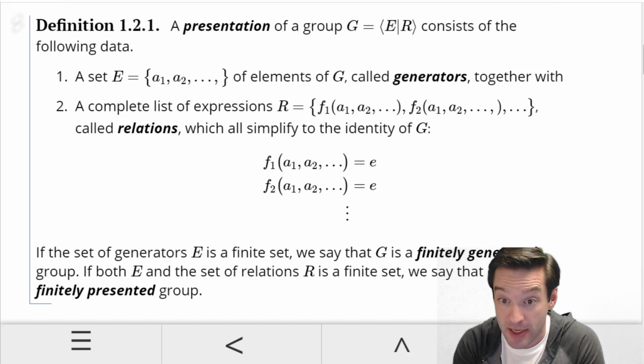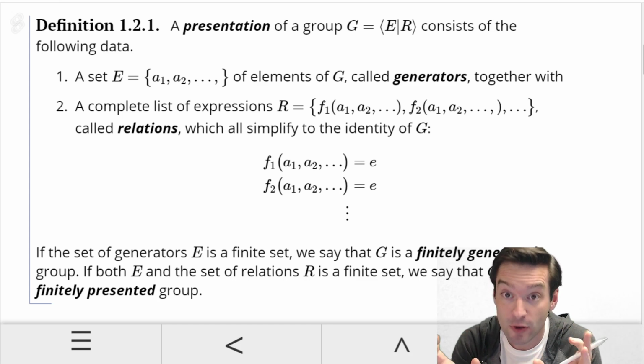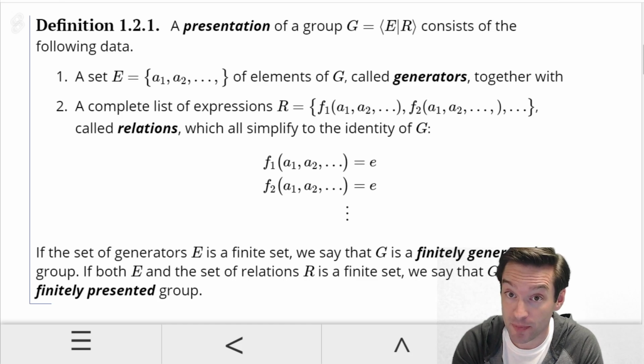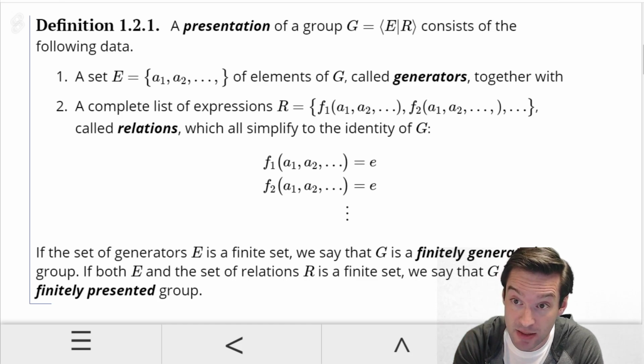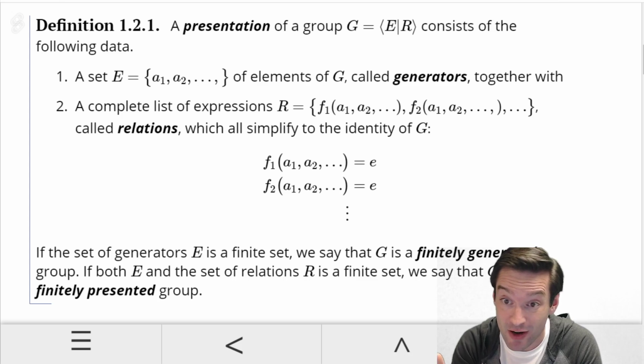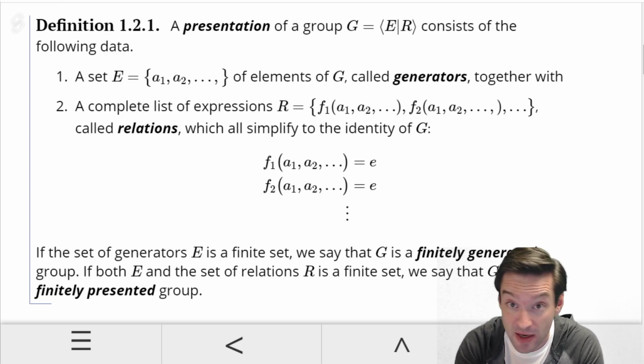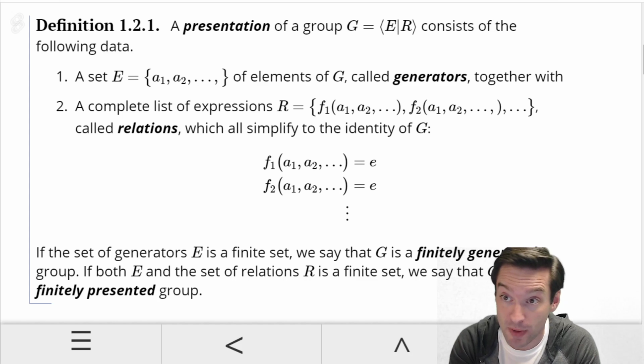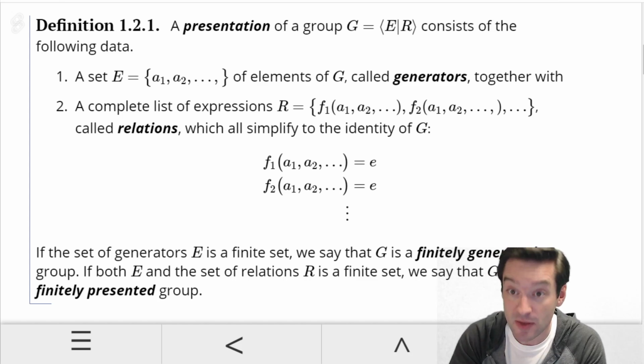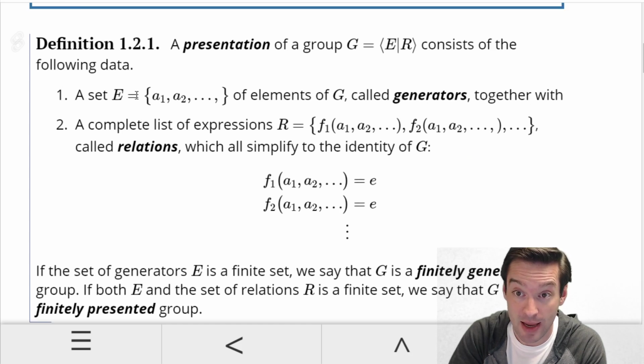So formally speaking, when we have a set of generators and a set of relations together, they form what's called a presentation for a group. A presentation lists a set of elements that are called generators, and there might be a finite number of them, there might be an infinite number of them. It really depends on your algebraic structure. But we think of those as being the building blocks. Generators are the building block elements.